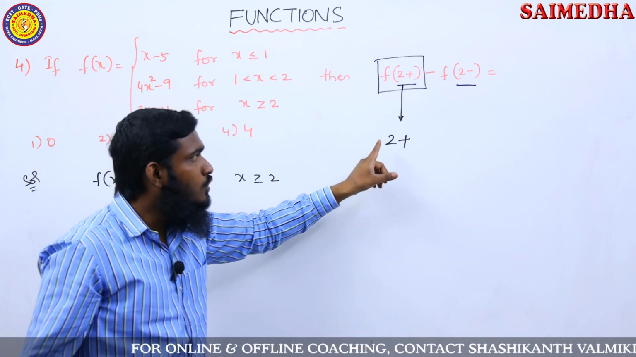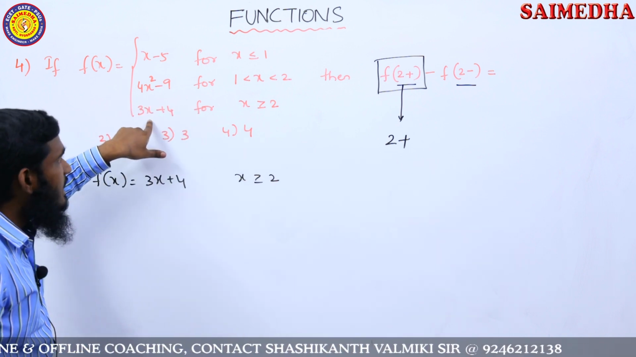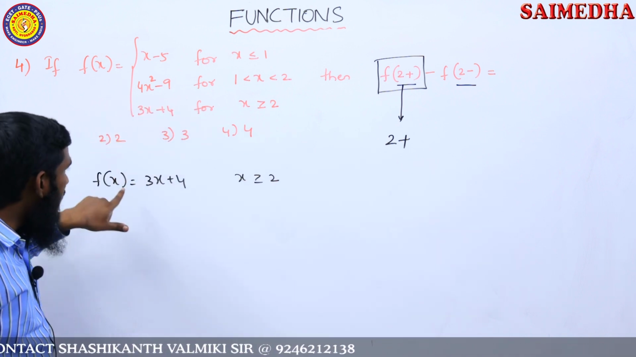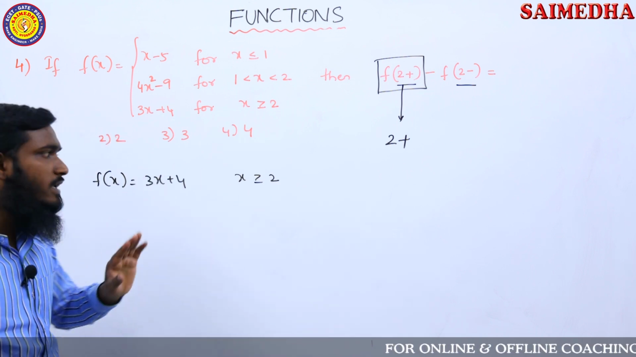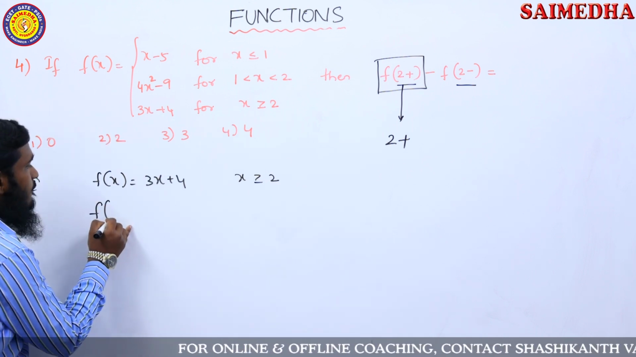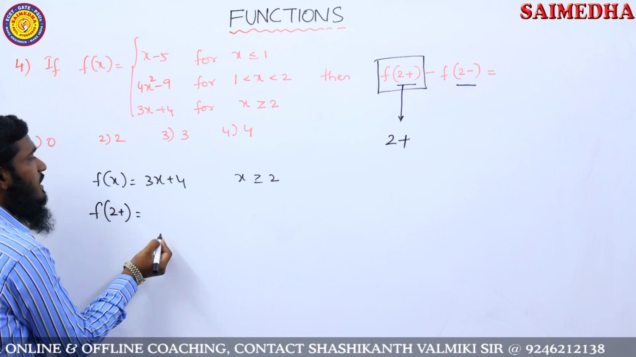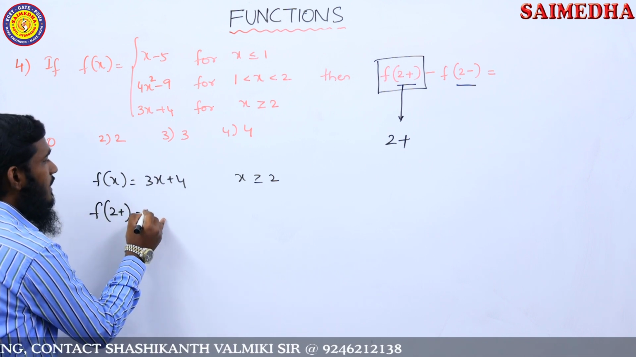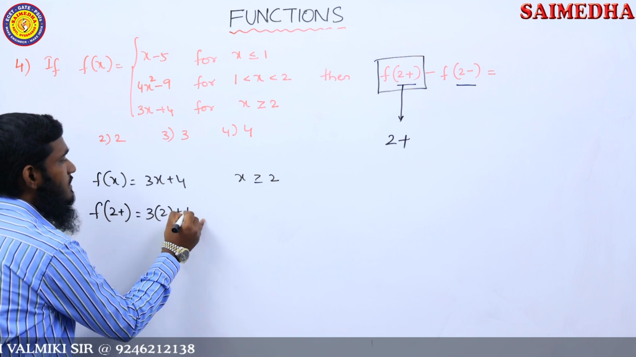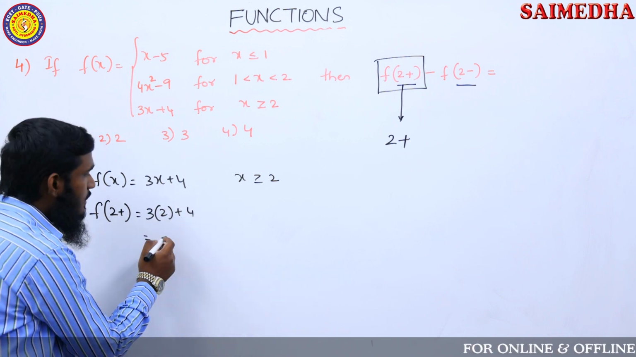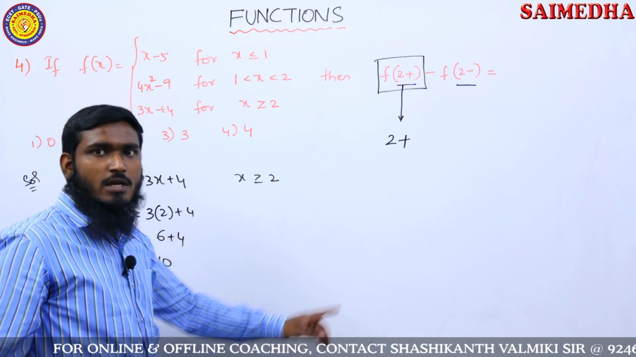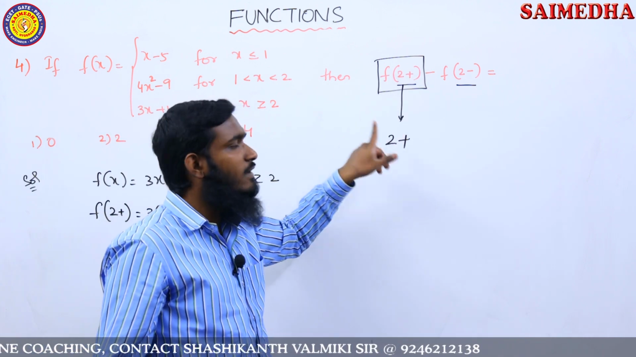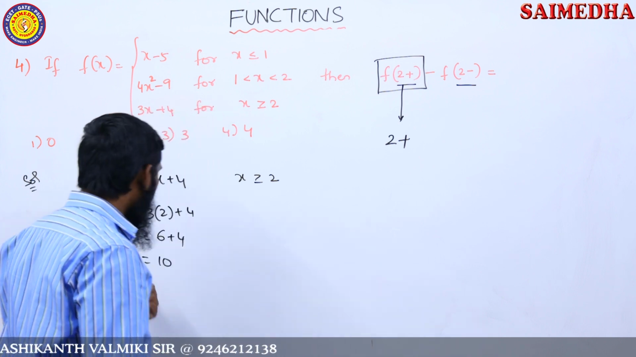Is it clear? So 2 plus means you have taken this condition. After taking this part, you have to substitute x value as 2 only. So what can we write over here? F of 2 plus equals, in the place of x, 3 into 2 plus 4, which equals 3 2s are 6, plus 4, which equals 10. So f of 2 plus value is 10.